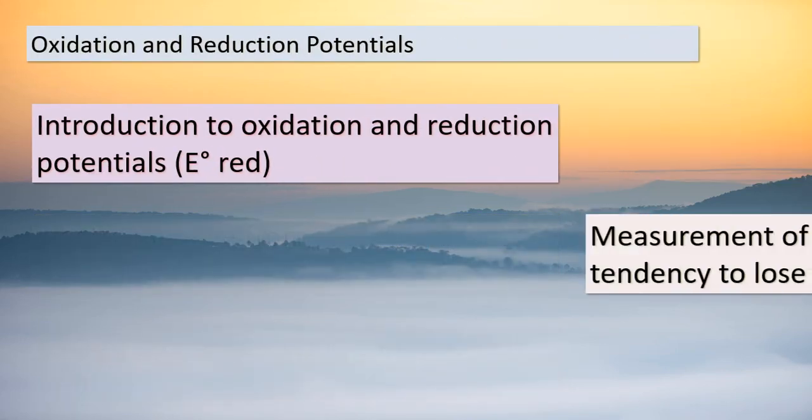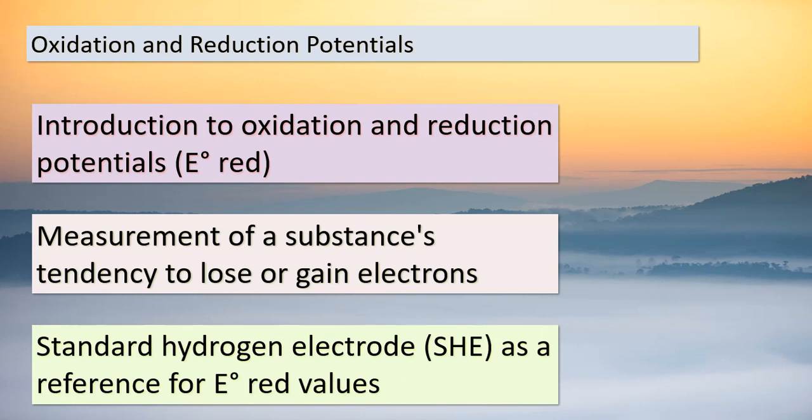Hello again, inquisitive minds. Our journey into redox reactions continues with a closer look at oxidation and reduction potentials. E° red, as we call it, is a measure of how eager a substance is to either lose or gain electrons in a redox reaction. Imagine it as a substance's personality trait in the world of chemistry. To help us measure these tendencies, we have the standard hydrogen electrode, SHE, as our trusty reference point.